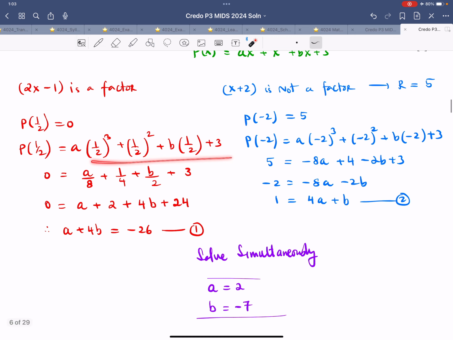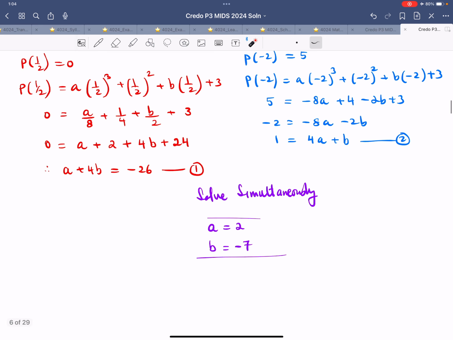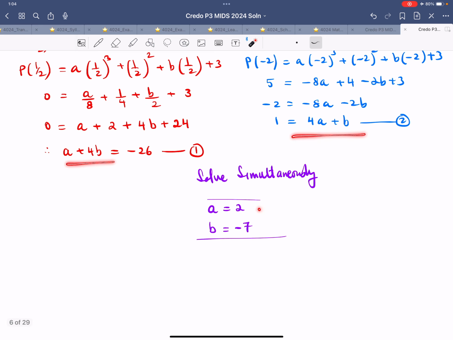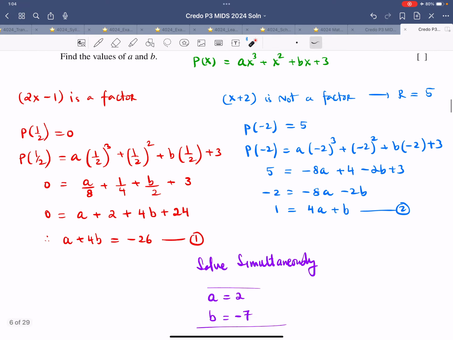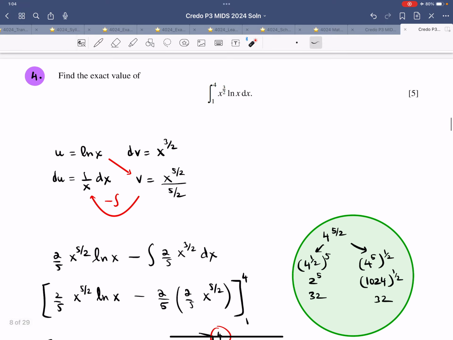So I form two equations, take care of the fractions and everything. So that is why O-level maths basics is very, very necessary. It's about numbers, arithmetic. It's about algebra. These two are the heart and soul of A-level math. You solve these two simultaneously. You find the value of A, you find the value of B. Let's move on. Question number 4.